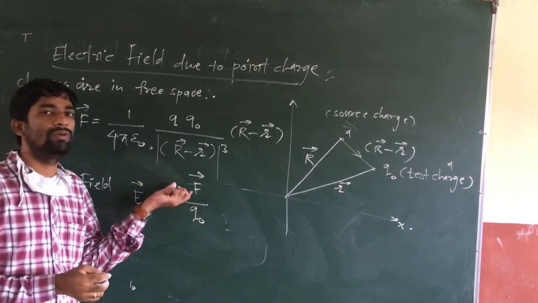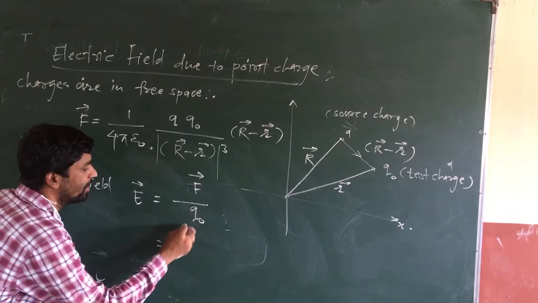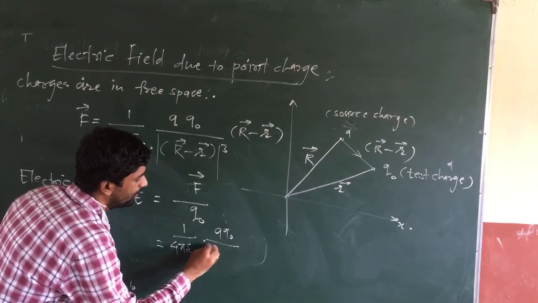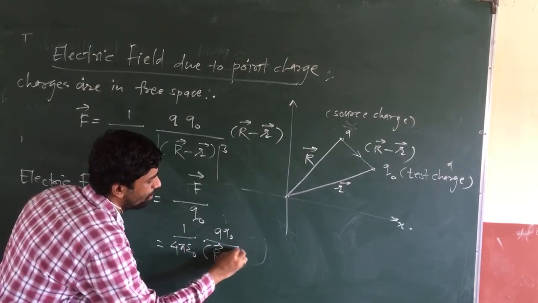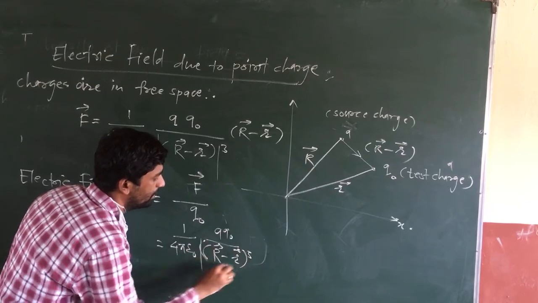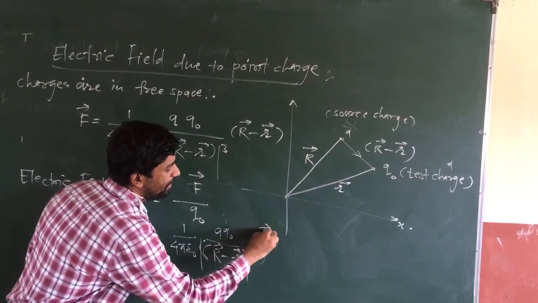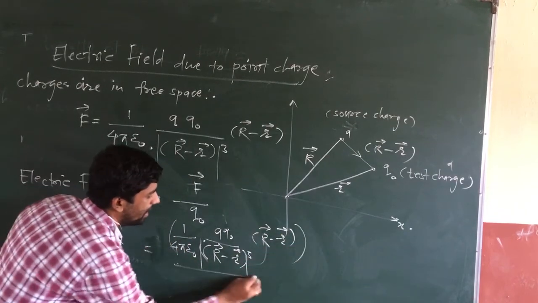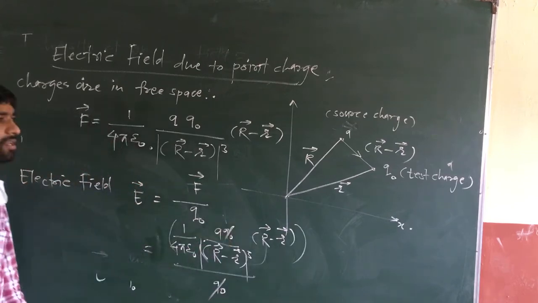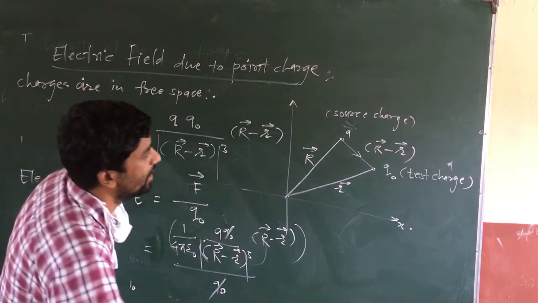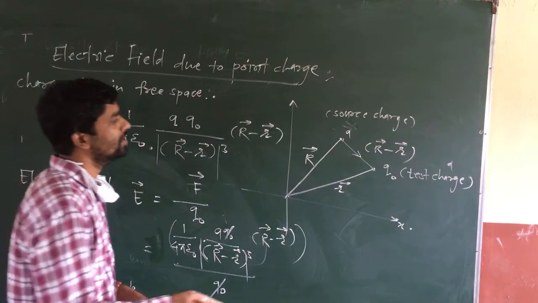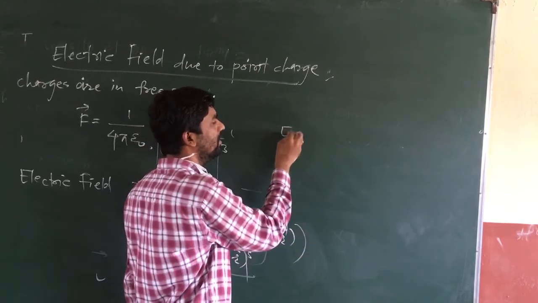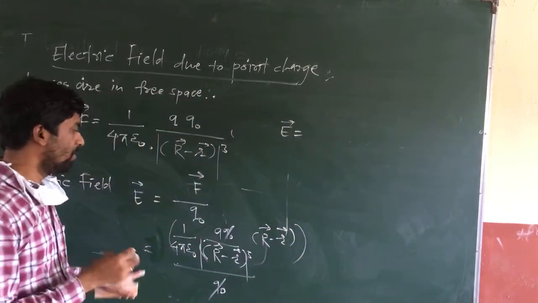If you substitute the value of electrostatic force, you will get 1 upon 4 pi epsilon naught, Q into Q naught, divided by the magnitude of capital R vector minus small r vector, into the vector (capital R vector minus small r vector), divided by the test charge. This test charge will get cancelled and you will get the expression for the electric field. Now, what is the expression for the electric field?